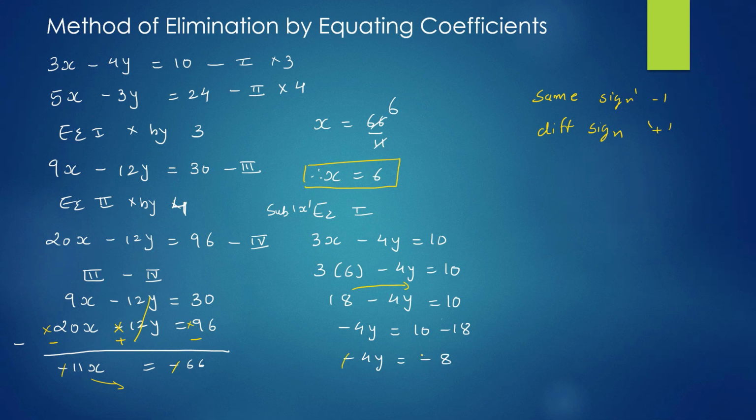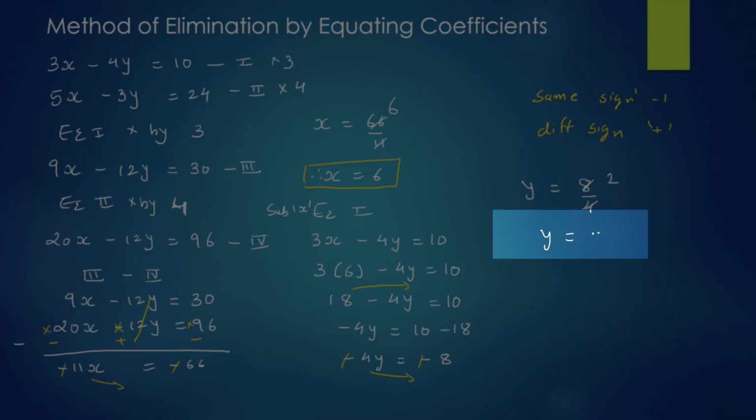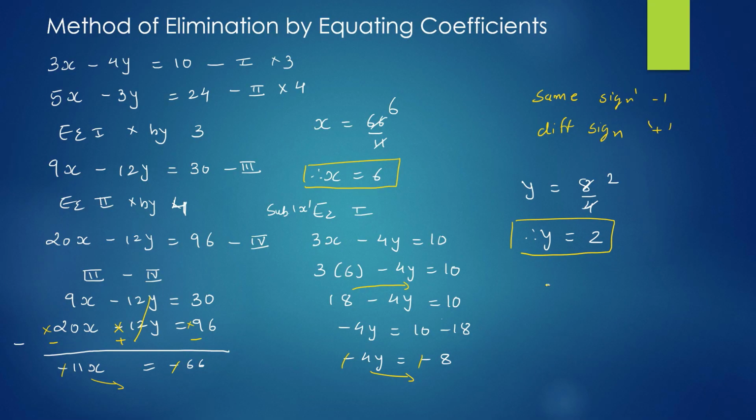This minus and minus get cancelled. 4 will go to the divide side. So y equal to 8 divided by 4. 4 2s are 8. Y equal to 2. So the solution is x comma y equal to 6 comma 2.